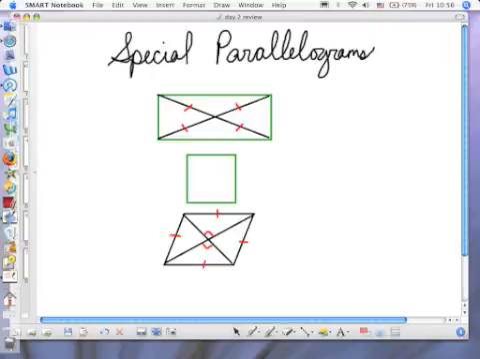Now a square is a combination of a rectangle and a rhombus. It's got all that stuff. It's got 4 equal sides. It's like the alpha.